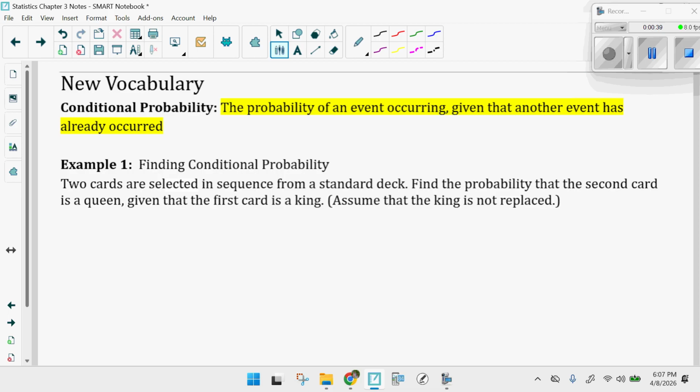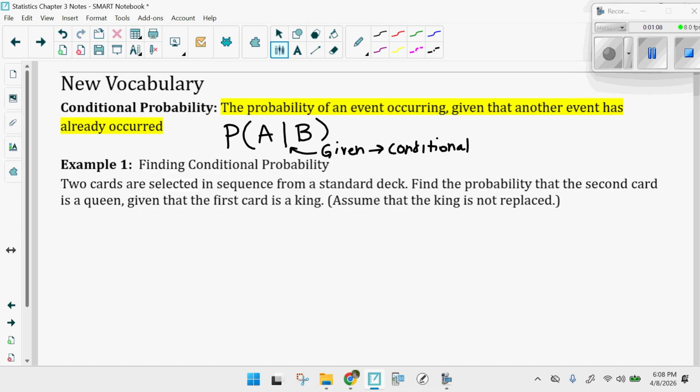So conditional probability is the probability of an event that has occurred given that another event has already occurred. So to write a conditional probability, just in general terms, a probability of A given B. This vertical line right here stands for given, which means that we have a conditional probability. So it's finding the probability of A given that something else has already happened.